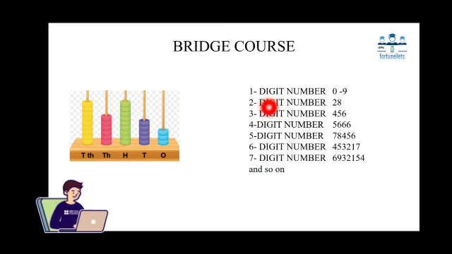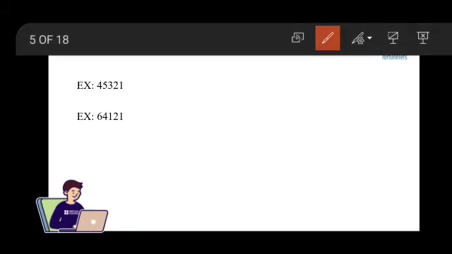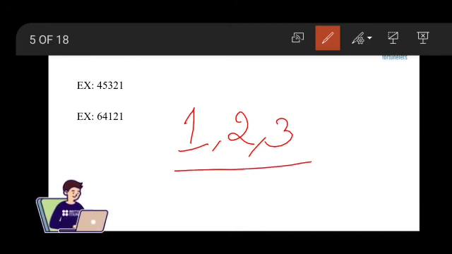How will we read the numbers without insertion of commas? So now let's learn how to insert the comma into the number. What is actually a comma? A comma is used to separate the numbers and make them easy to read. We will not be inserting commas for 1, 2 and 3-digit numbers. We will be inserting the comma beyond 3, like 4, 5, 6, up to n-digit numbers.